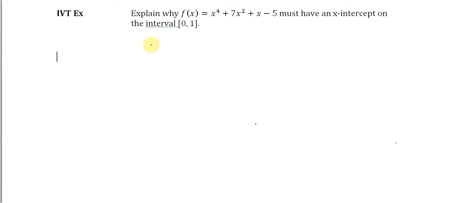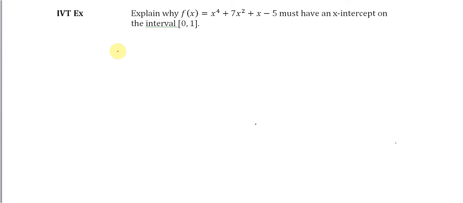In this video, we will see an example of how we can use the IVT to solve some problems. And again, the IVT is a fairly intuitive idea, but we just want to use the name in order to help us justify some questions or some of our answers.